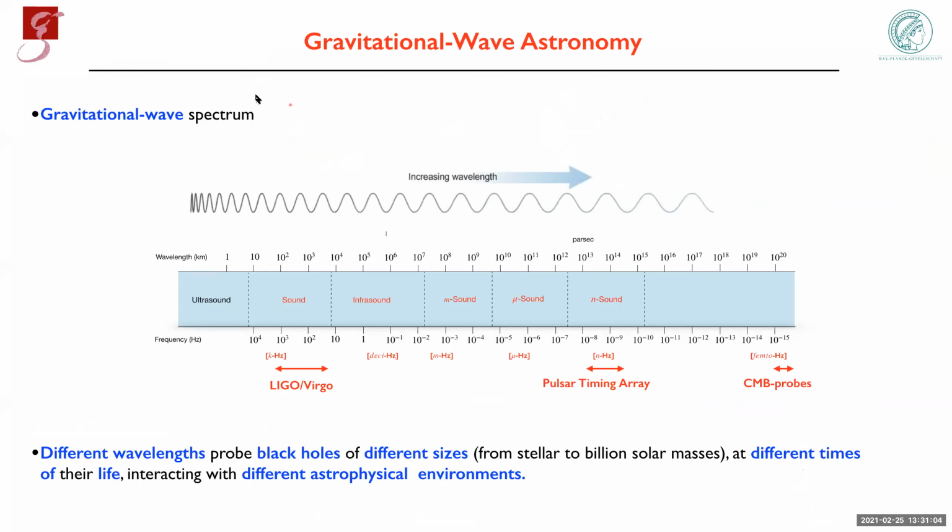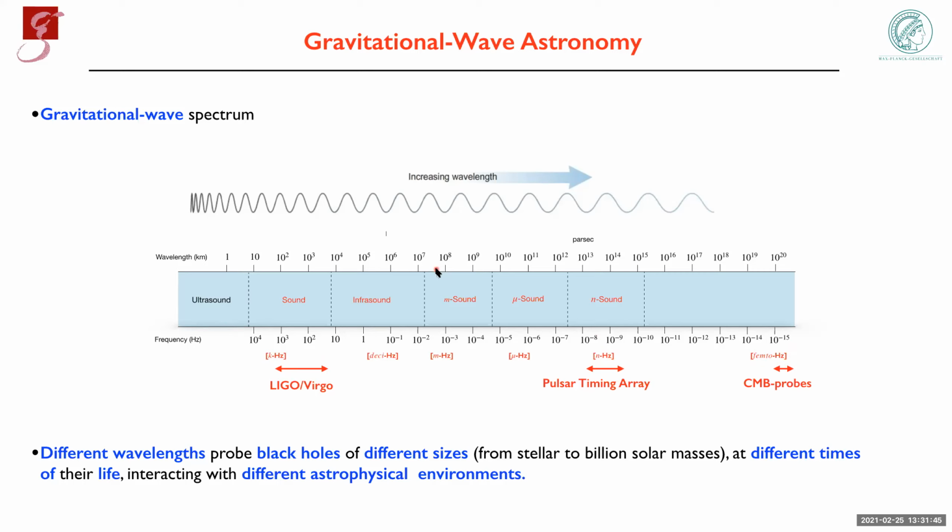So let me start with this picture of the gravitational wave spectrum, just to highlight the fact that with LIGO and Virgo today, and also pulsar timing array, and in fact also cosmic microwave background probes, we are probing a small part of this spectrum that extends over many decades of frequency, as you can see here. LIGO and Virgo is probing the 10 hertz to kilohertz, pulsar timing arrays the nanohertz here, and the femtohertz for CMB probes.